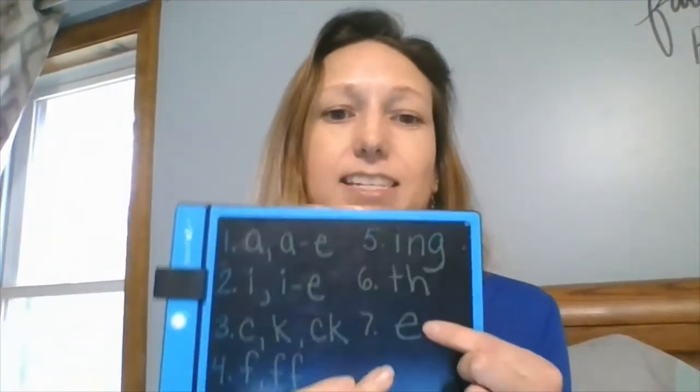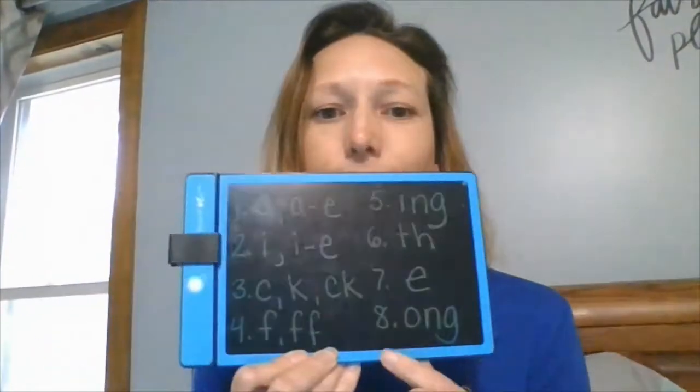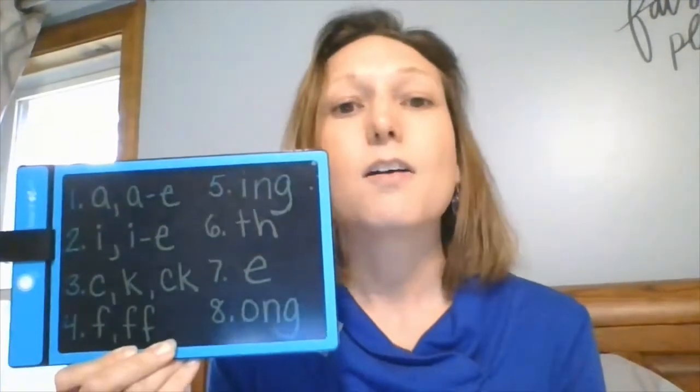Number 7, 1 way to write eh. And if you need to, stretch it out. Eddie. And we say E, Eddie, eh. E says eh. And number 8, 1 way to write ong. Ong. And how do we write ong? O-N-G says ong. Good job. So now we know all of our sounds.